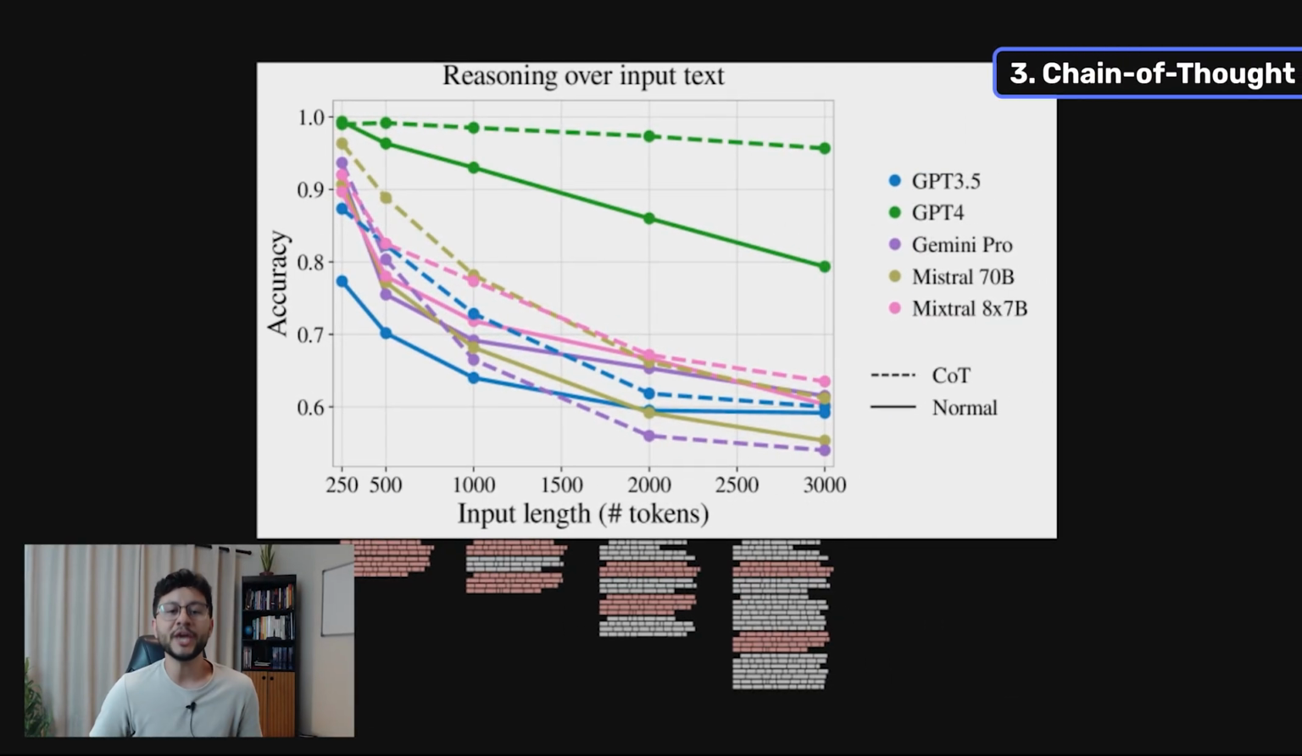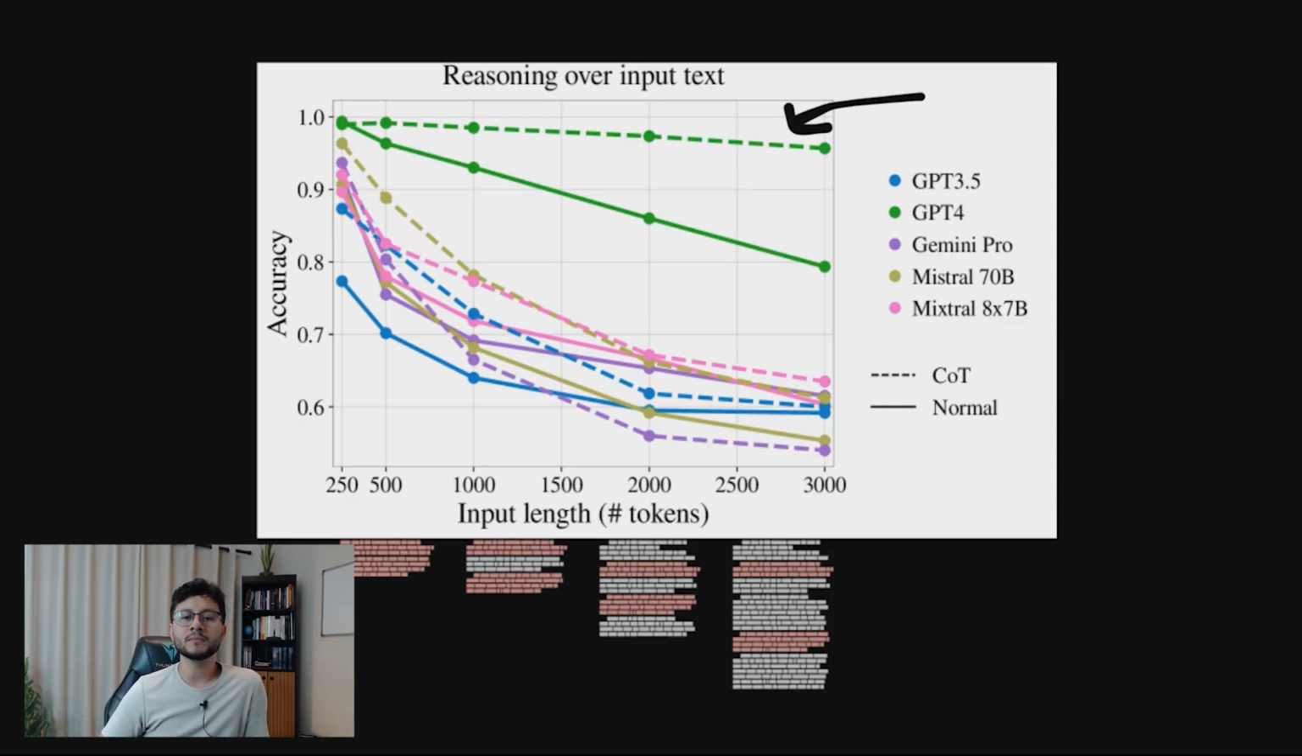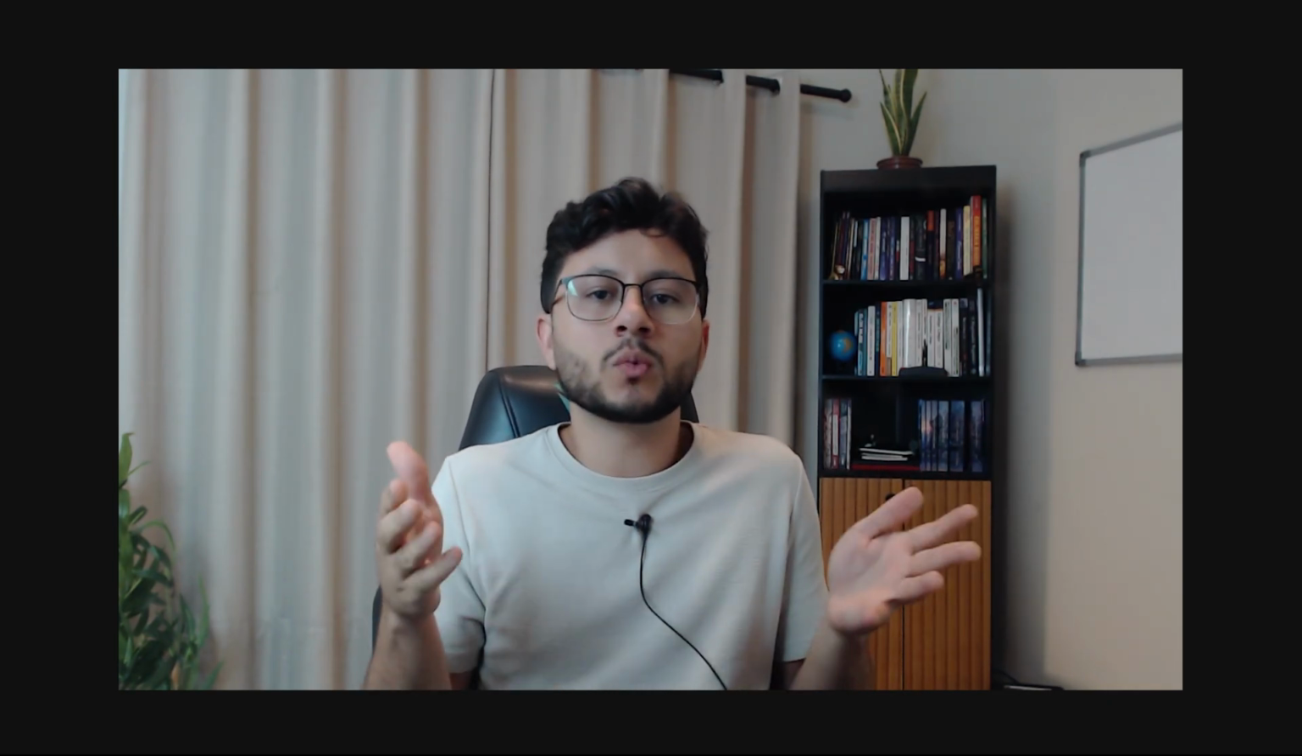The third tip is chain of thought. The dotted line from the first tip's chart shows how well an AI performed with chain of thought. This isn't about explaining every step to the LLM, which can actually worsen its performance. Instead, simply induce the AI to think step by step.